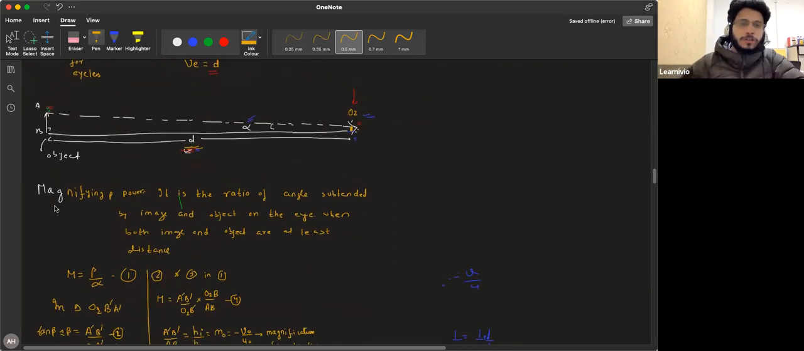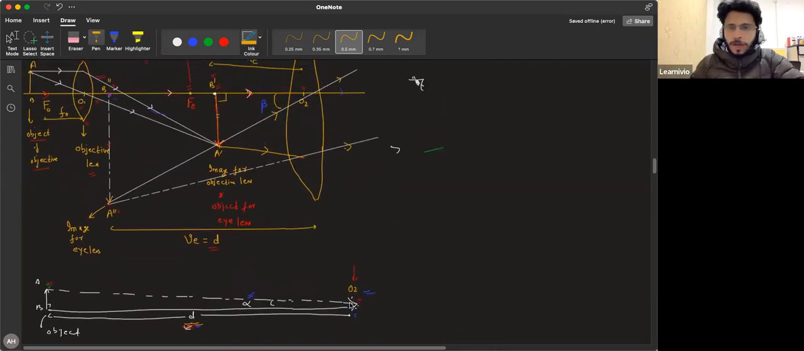Okay, fine. So let's draw this diagram also. This is your eye. This is your object AB, and this distance is T. That's it. This is the actual size of the object that you are viewing. This is the size of the image.